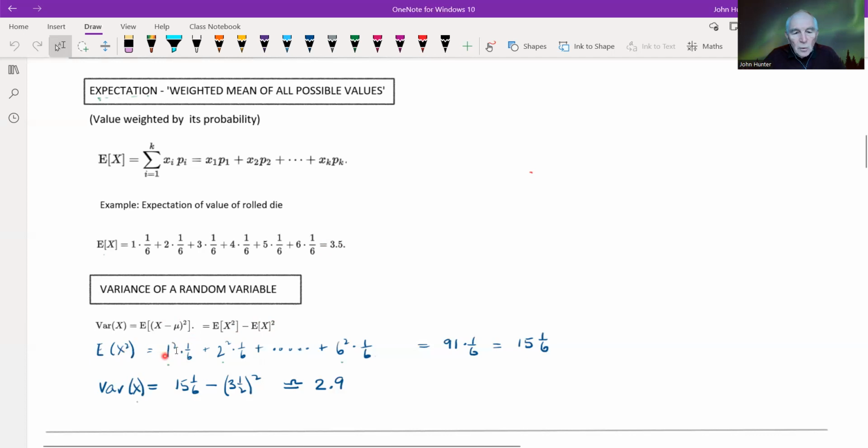So what we do is we take the square of each possible value and multiply by the probability of that value. 2 squared times 1/6 and so on. If we work that out, that comes to 15 1/6, and therefore the variance would be 15 1/6 minus 3.5 squared, which works out to be 2.9. So that would be the variance of the random variable that describes the rolling of a dice.